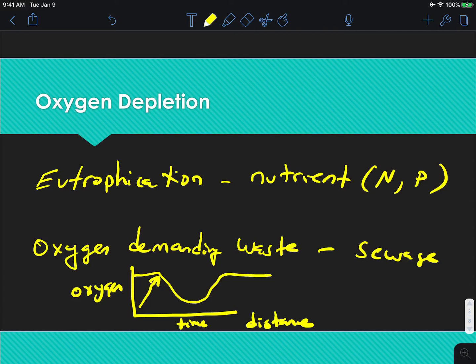This would be your healthy, normal background level of oxygen, and then the oxygen drops and eventually recovers, because all that waste has been broken down and the water re-aerates with the air and the mixing. So how much waste you add determines how much oxygen is depleted, how low it gets, and also how far downstream and how long this lasts. You might be able to calculate how far downstream before the water returns to its normal oxygen level. And what you typically see in this area is a fish kill.